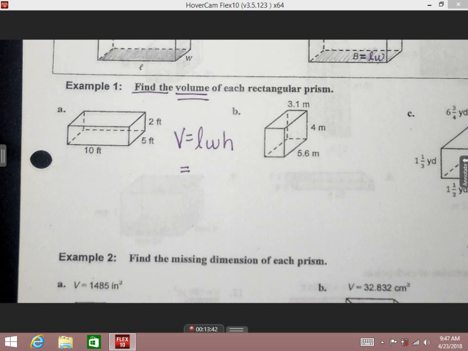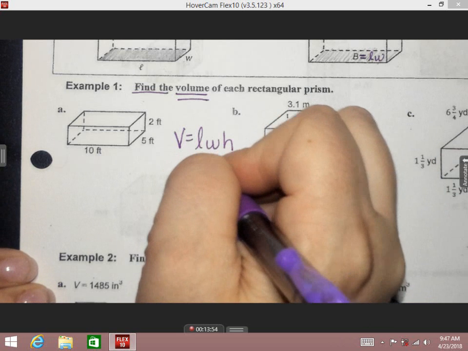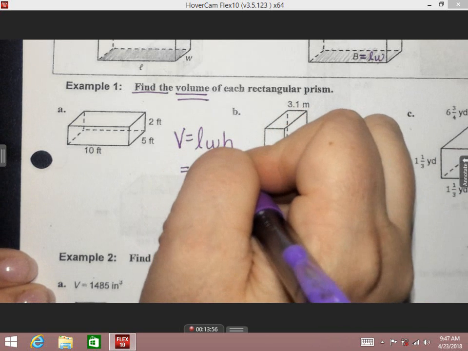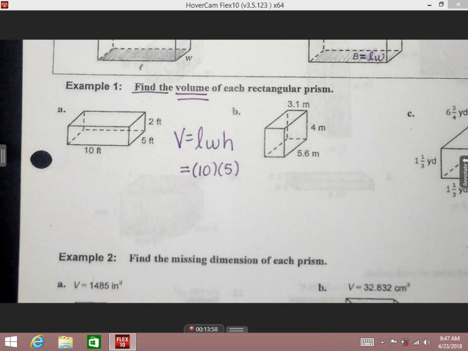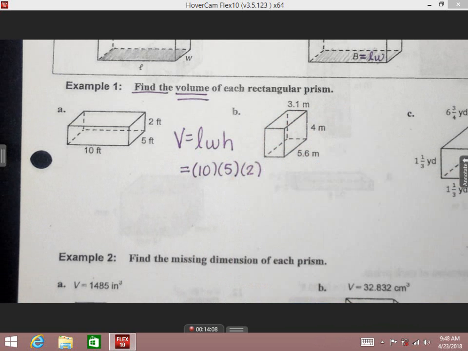So, let's start by picking our length and our width. Can someone up here find my length and my width for me on A? What is a good length and width? Nick. 10 times 5. So I'm using 10 times 5 for my length and my width. Are y'all okay with that? All right. So obviously, what does that make my height? What does my height have to be? 2. All right. That's awesome.